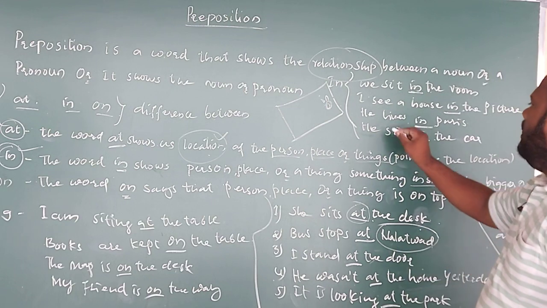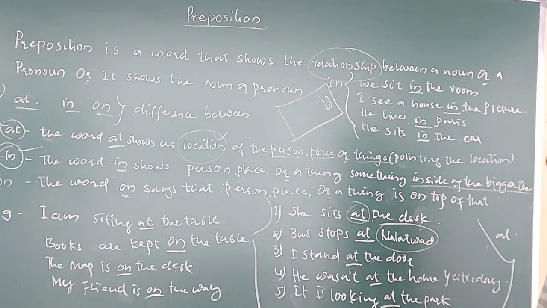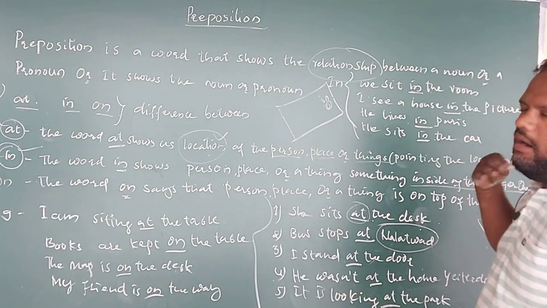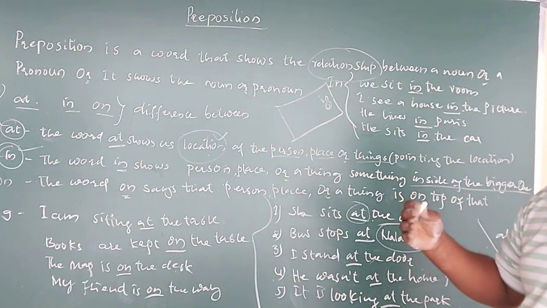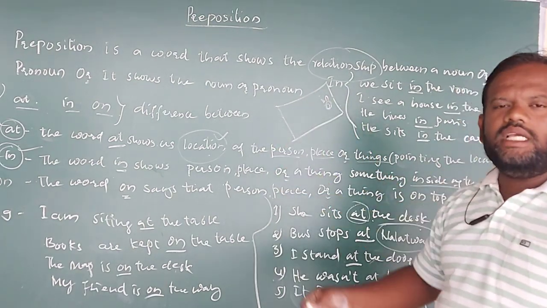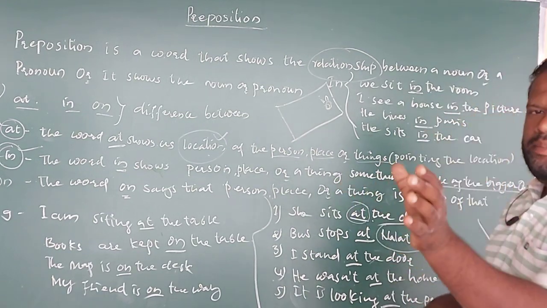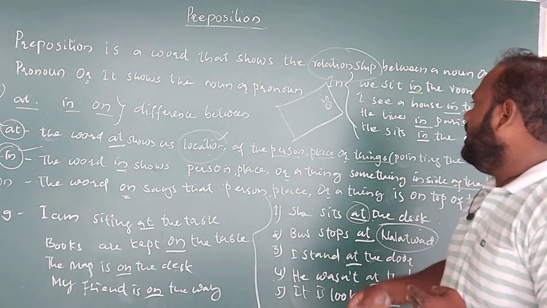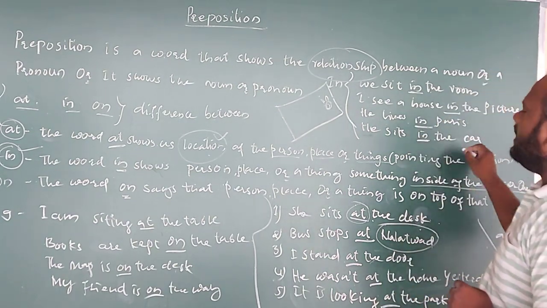Next, he lives, not we live, he lives in India or he lives in Paris. So Paris is the biggest one, so he is living in the biggest place, the smallest village or the smallest city, there he is living. Next, he sits in the car.